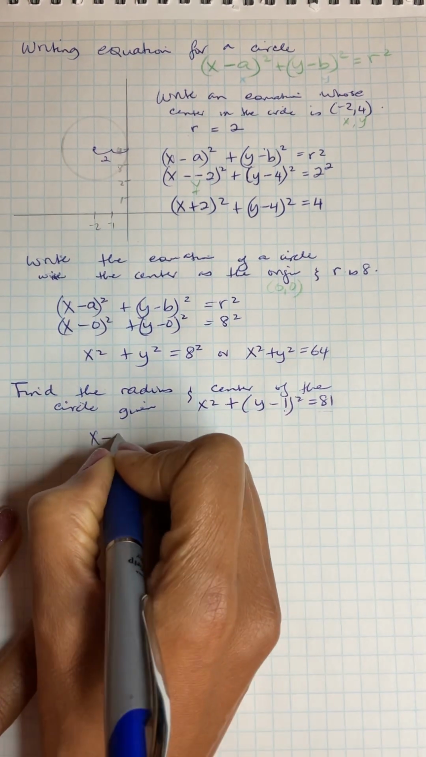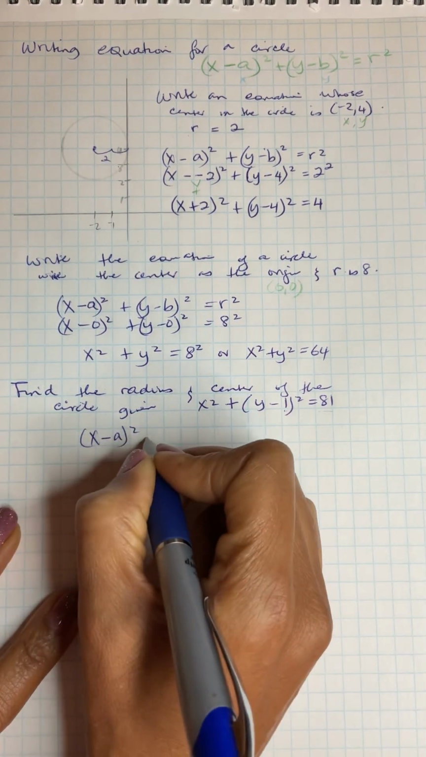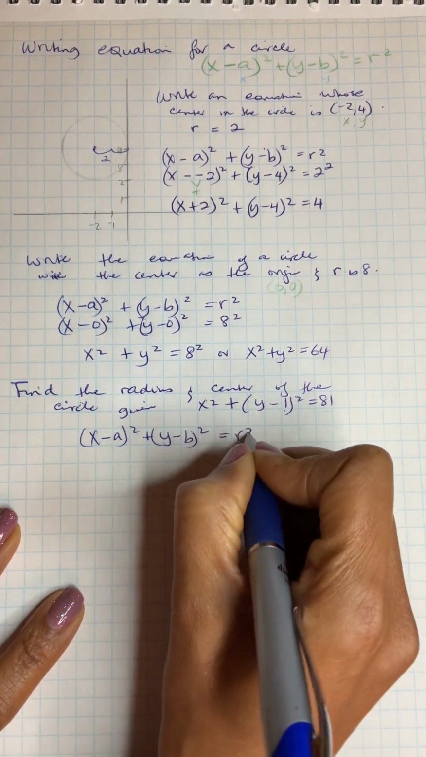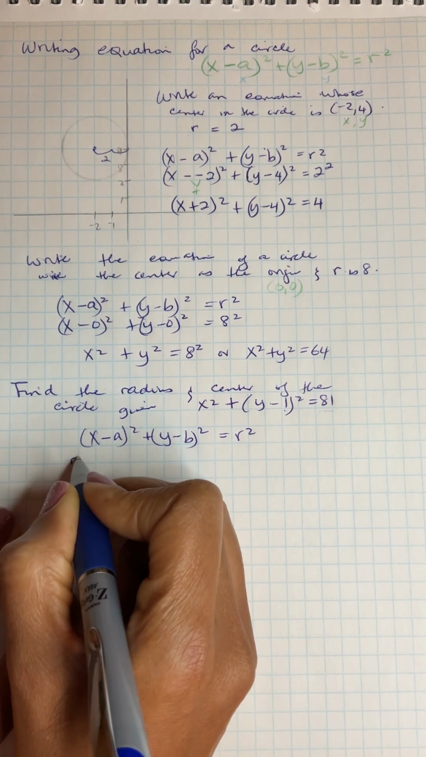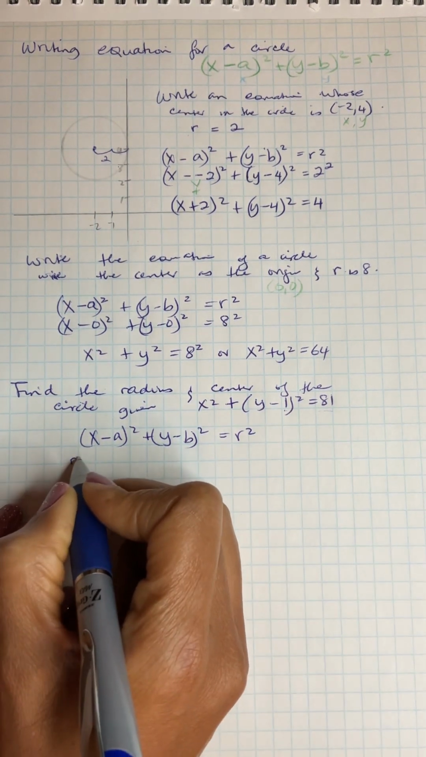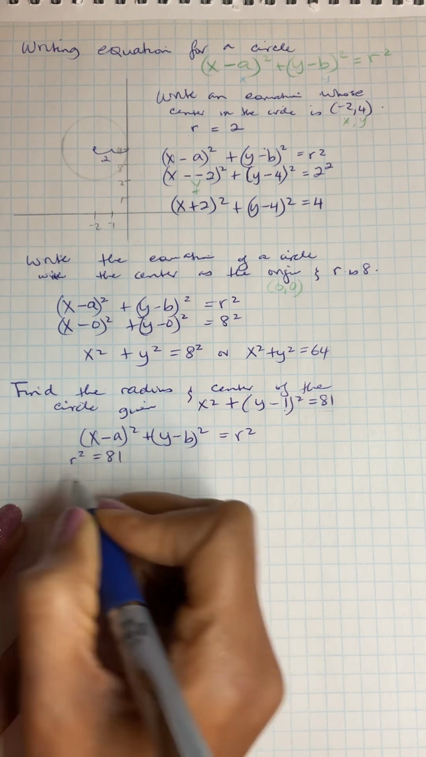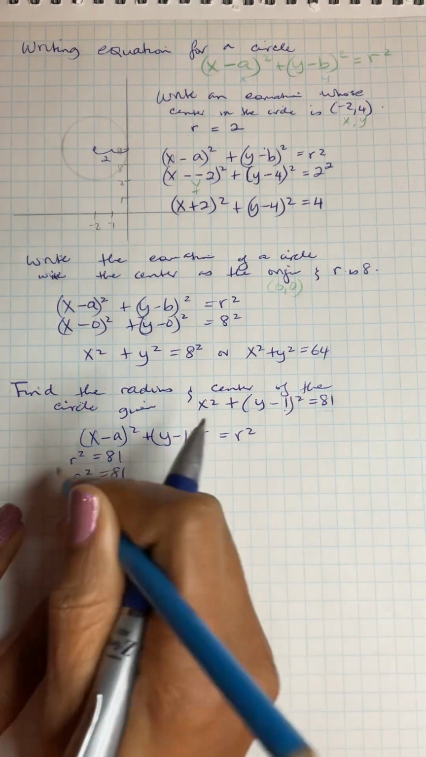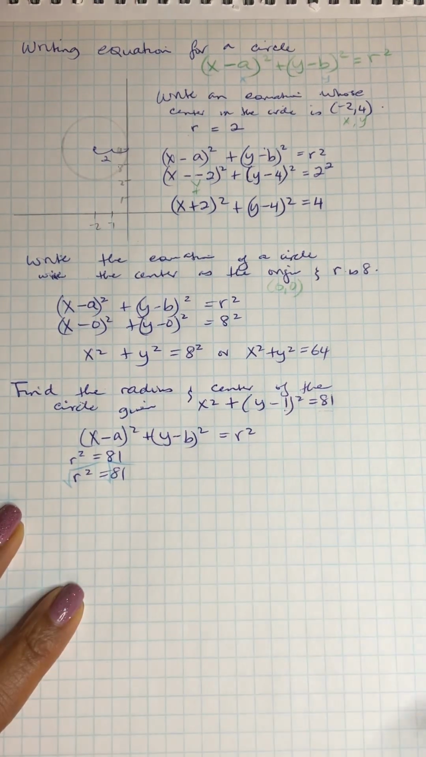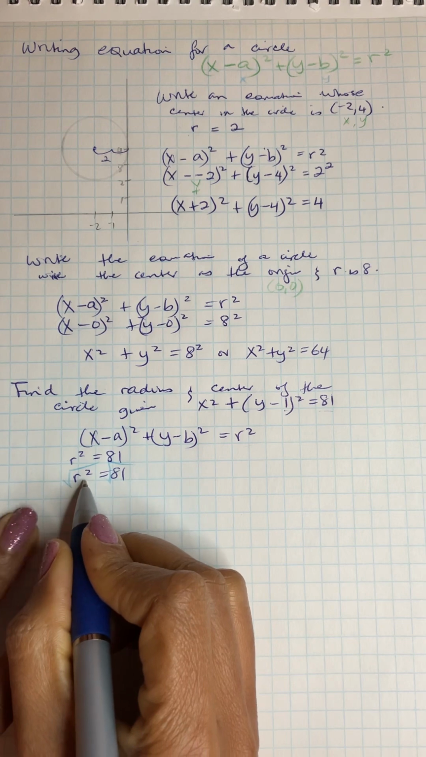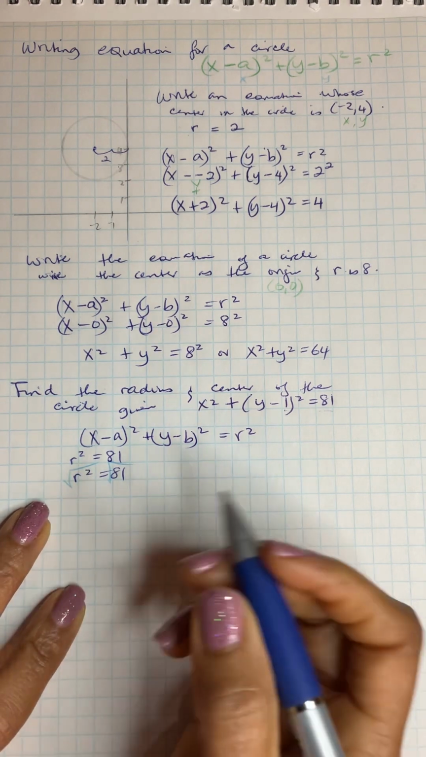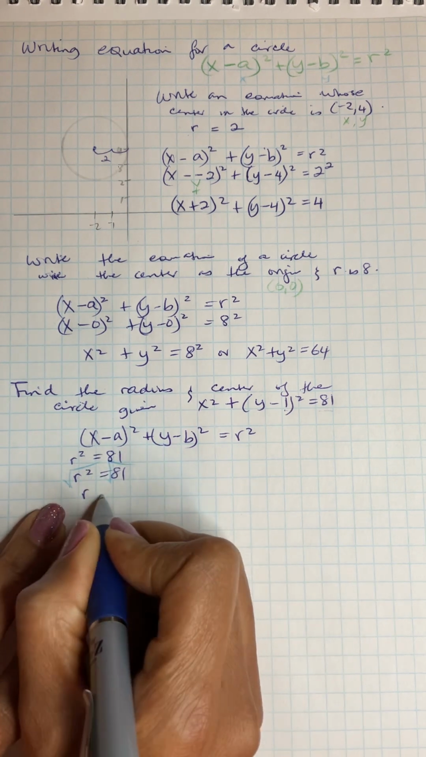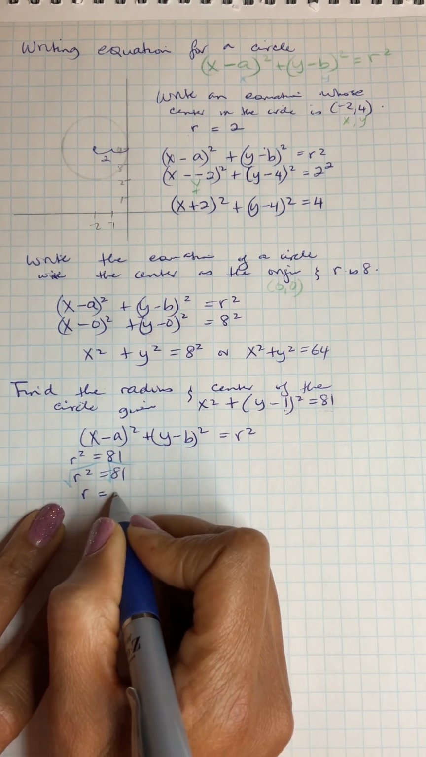So we have our (x minus a) raised to the second power plus (y minus b) raised to the second power equals r squared. So r squared is equal to 81. So we're just going to rewrite our r squared equals 81 and find the square root there, because I told you before that to get rid of the exponent 2, you have to use the square root sign. So that gets rid of that. So r is equal to the square root of 81, which is 9.